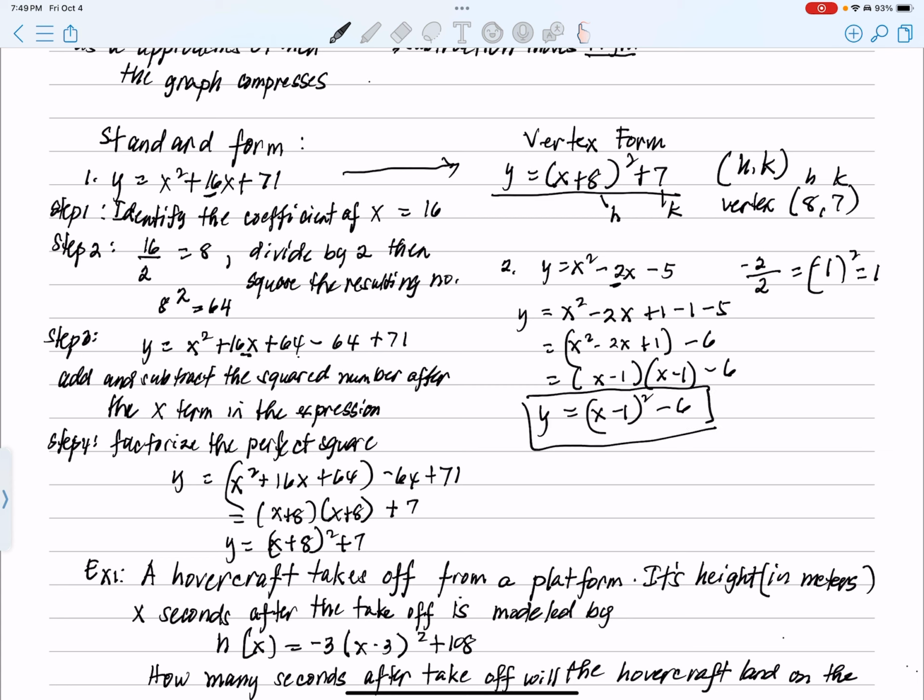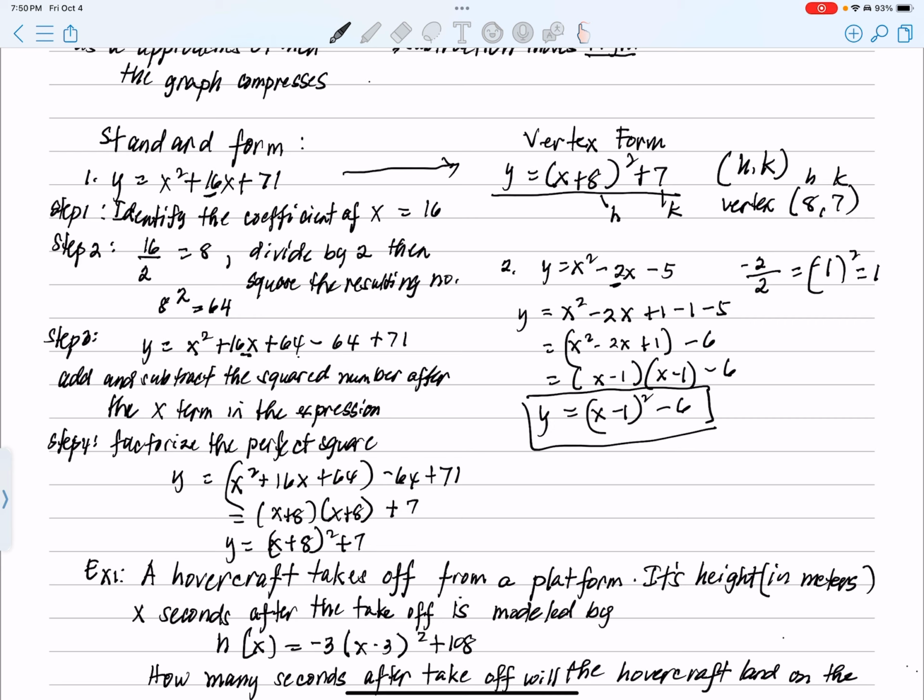Okay, I hope you remember this when you were in your, is this algebra 2? Okay, let's apply the vertex form in a problem solving.